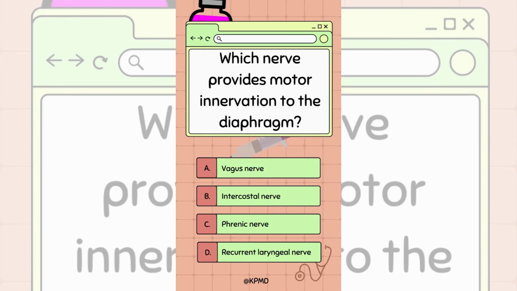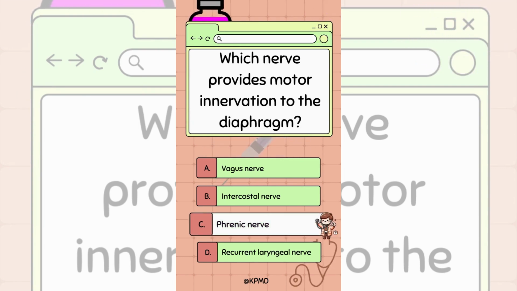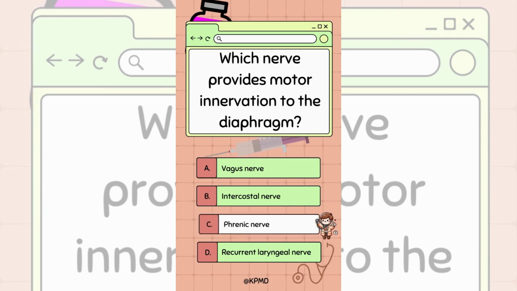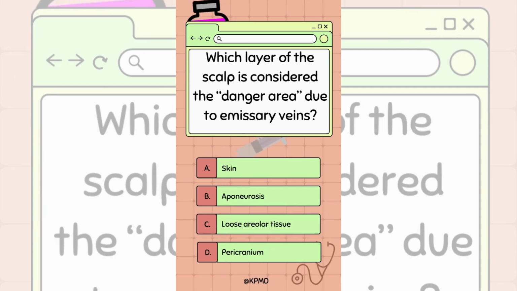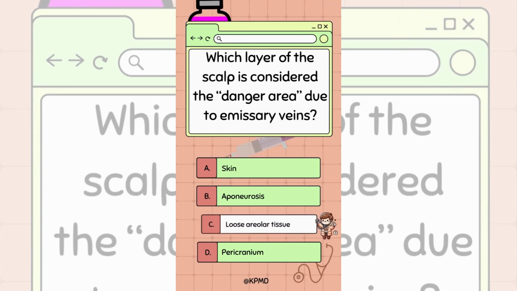Which nerve provides motor innervation to the diaphragm? Correct answer is C, phrenic nerve. Which layer of the scalp is considered the danger area due to emissary veins? It's C, loose areolar tissue.